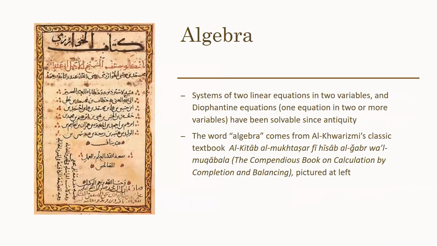Okay, so let's talk algebra. Even from Babylonian times, we've had the ability to solve systems of 2 linear equations in 2 variables. Diophantine equations, which is one equation in two variables and has multiple solutions, have been solvable since long before the medieval period. But we didn't do them with symbols like we do today. Every problem was a word problem, and you had to solve them through word reasoning, verbal reasoning, rather than through symbolic manipulation.